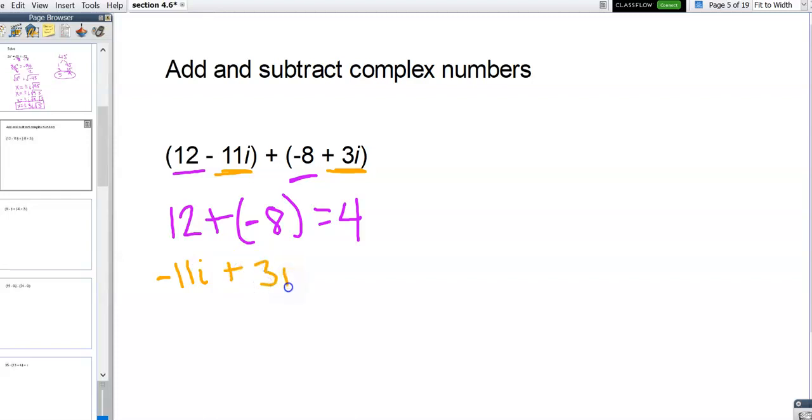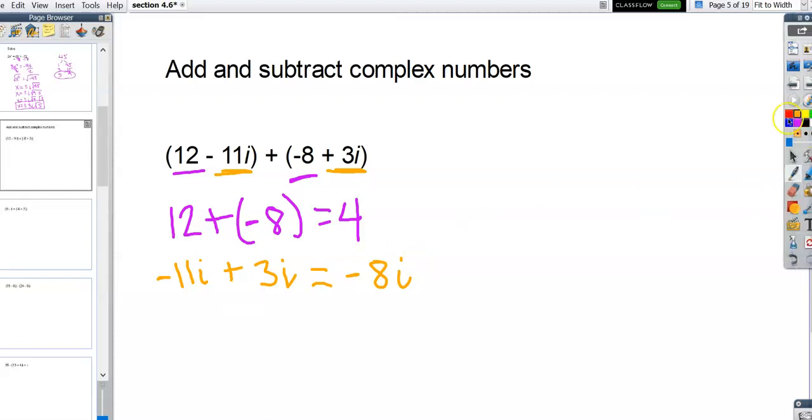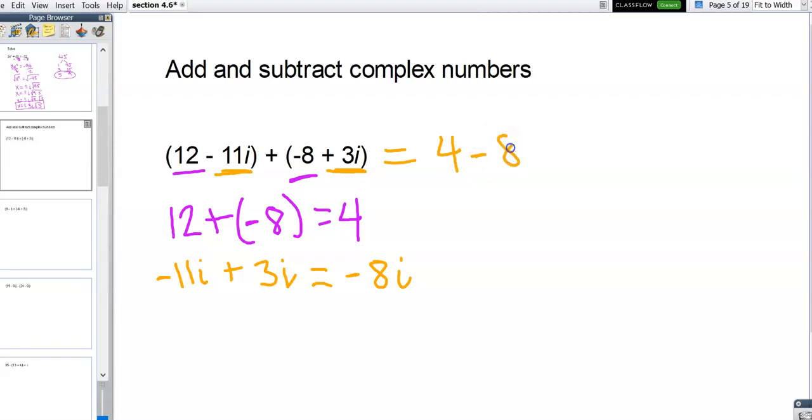If you have two complex numbers, you can add or subtract them together. But I cannot combine the 4 and the negative 8i because 4 is rational and negative 8i is complex. So to write the final answer, we would say that this is the same as 4 minus 8i. And you could take this one step further and factor out a 4, but it's not necessary.